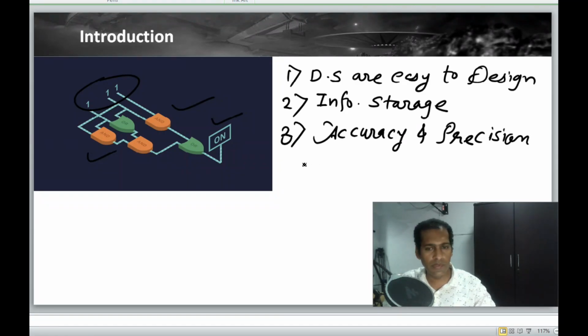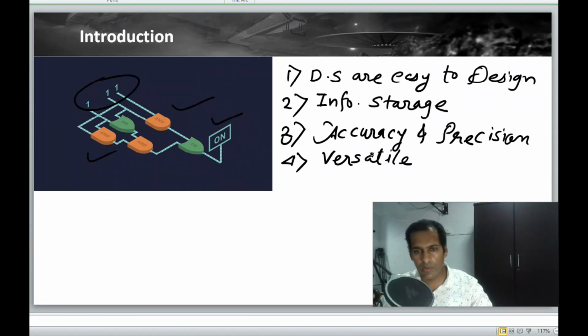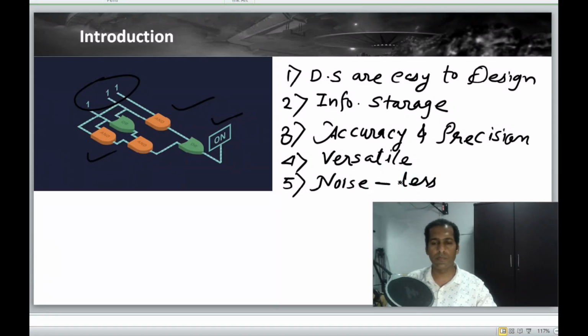Then another advantage we can say is that digital systems are versatile. They are versatile, meaning we can have a variety of programs to run these digital systems. We can also embed them along with the analog systems and use them. And the next one is they are less affected by noise. Noise is an unwanted signal, and this unwanted signal is less in digital systems.